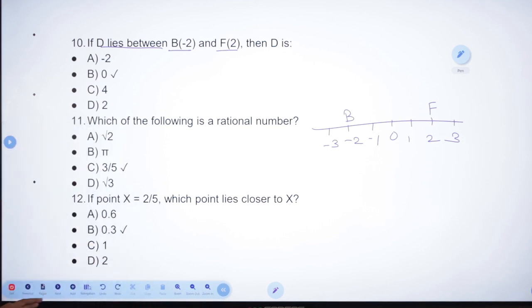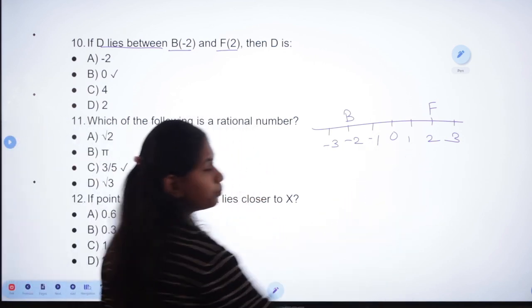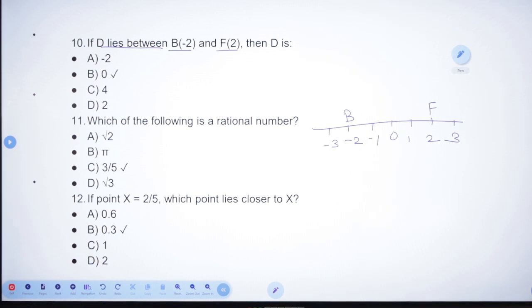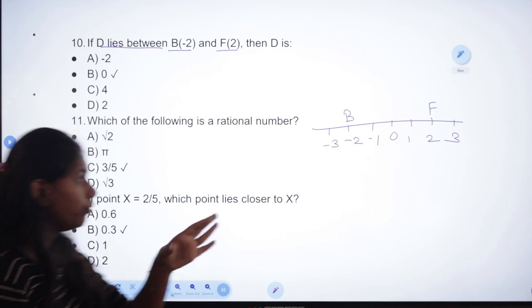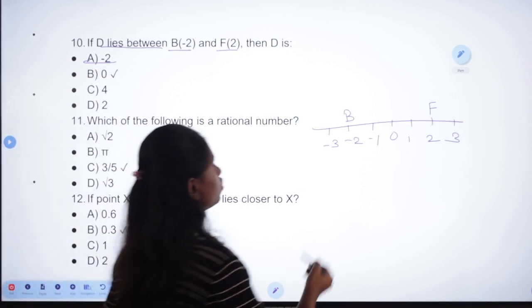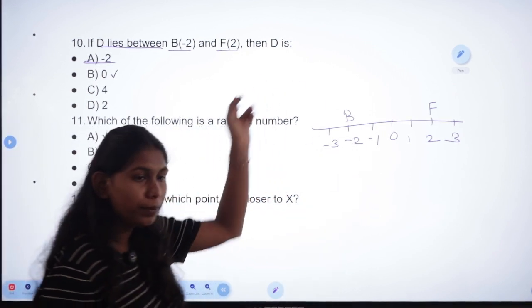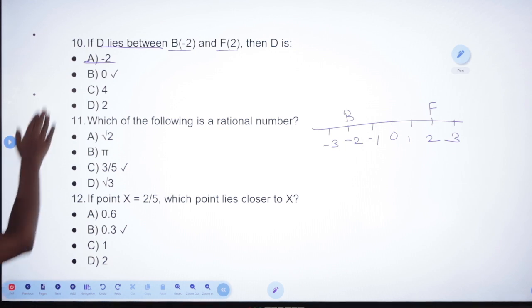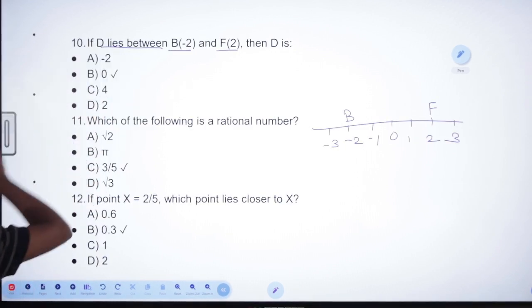Okay. Or between them means in between them. Which is the point? Then we have to find out which is the point that lies between this -2 and 2. Means what? B and F. Then which will be the point? The first is option number 1, that is -2. But the -2 is here, means it is a point B only. It is not in the middle or between. Okay. So this is not your answer.